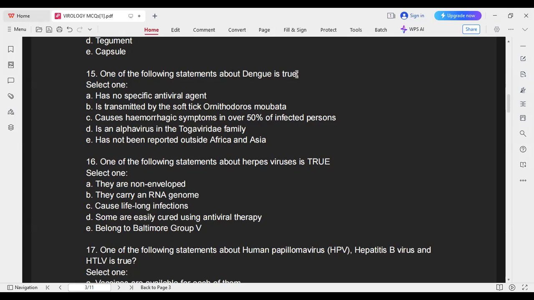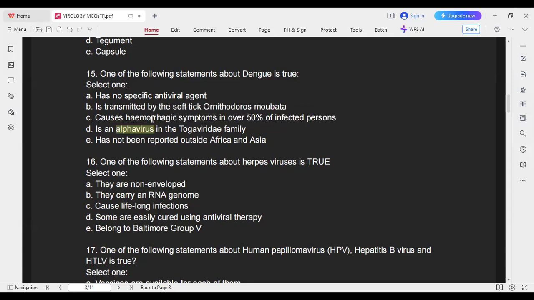Okay. One of the following statements about dengue is true. I'm seeing A, I'm seeing D. Any other answer? I'm seeing E. I'm seeing D. So let's start from the bottom. Has not been reported outside Africa or Asia. So this is false. We said that dengue and other arboviruses are found within the tropics and subtropical regions. So they're also there in South America. So E is wrong. Is an alpha virus of the toga virus family? Is it an alpha virus? It's a flavivirus, okay? Not alpha virus.